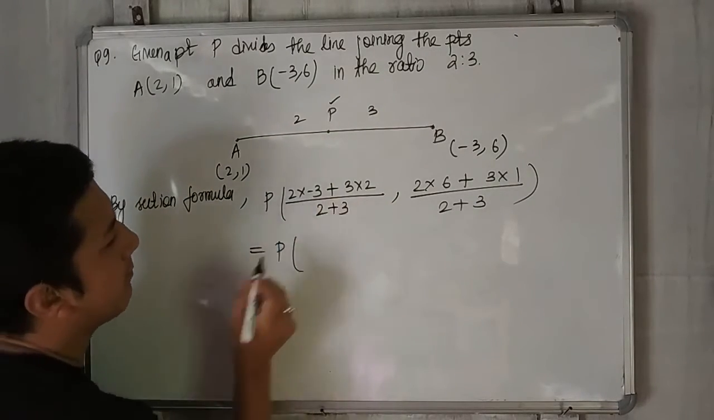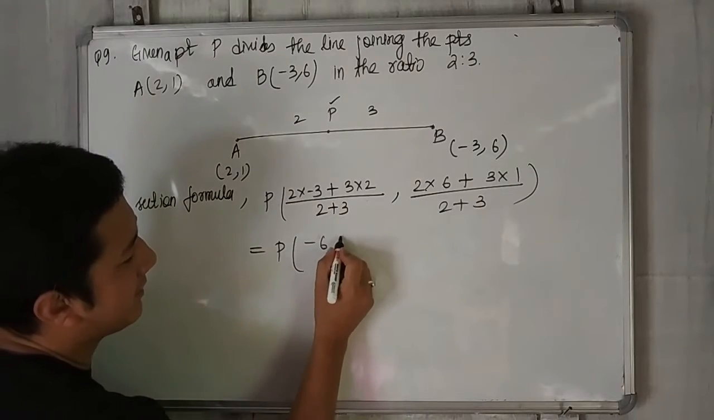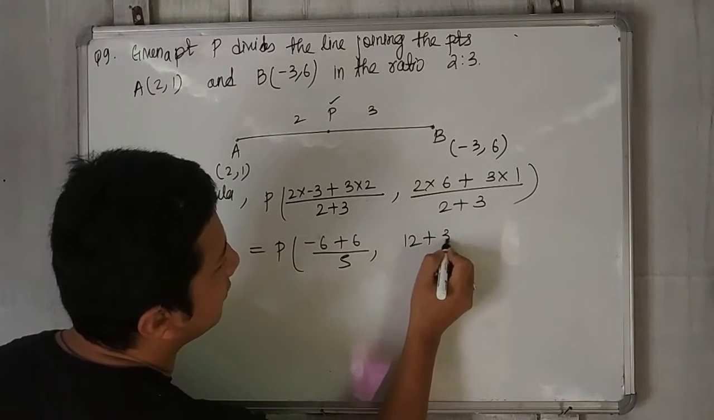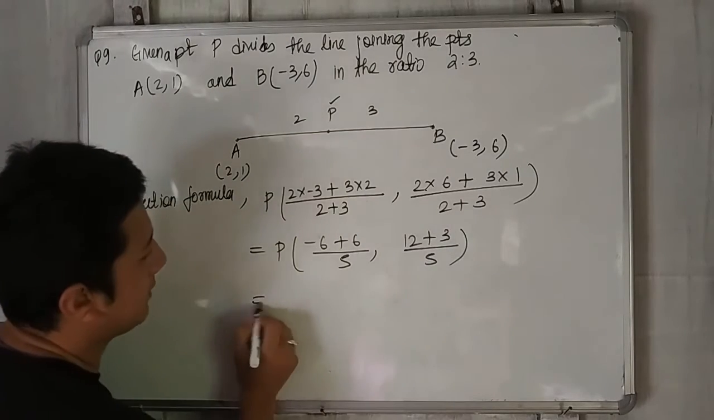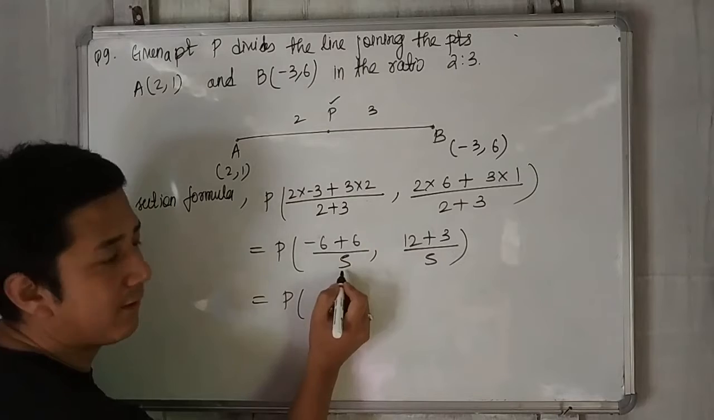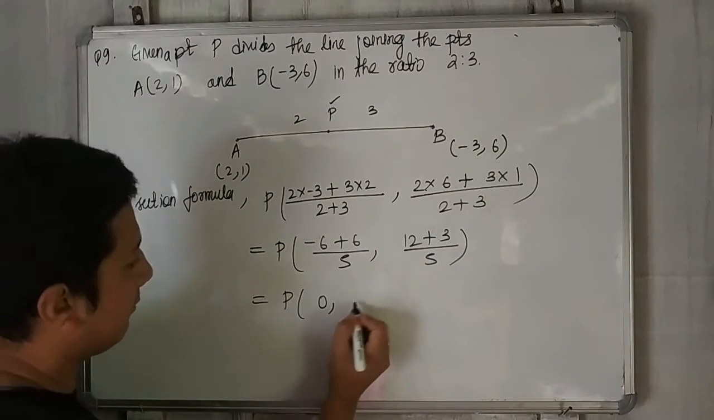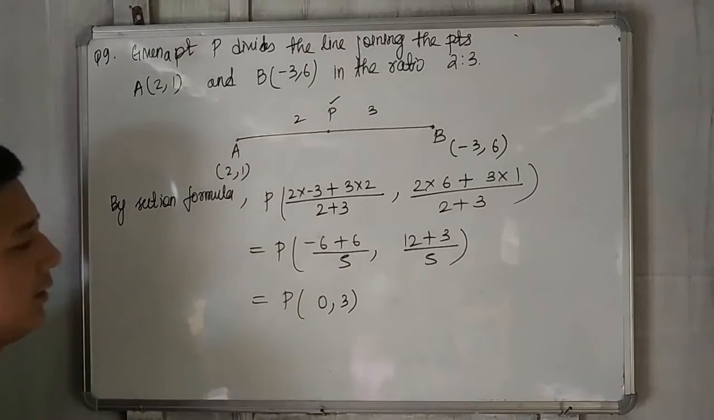So therefore here it is minus 6 plus 6 divided by 5, and this is 12 plus 3 divided by 5. So hence it is 0. 0 by 5 is 0, comma 12 plus 3 is 15, 15 by 5 will be 3. So the coordinates of point P is 0, 3.